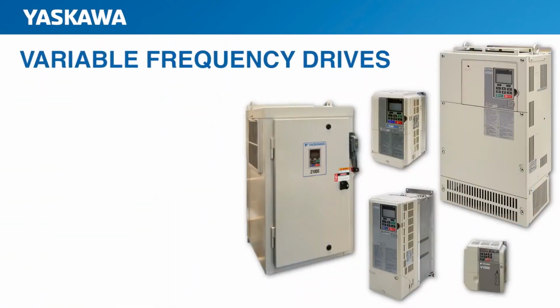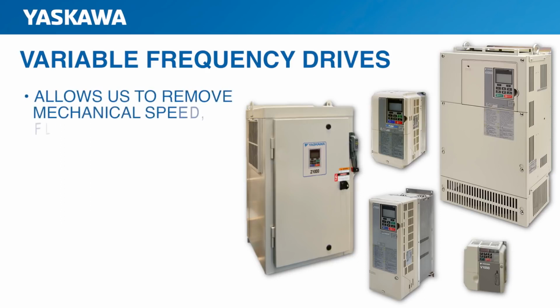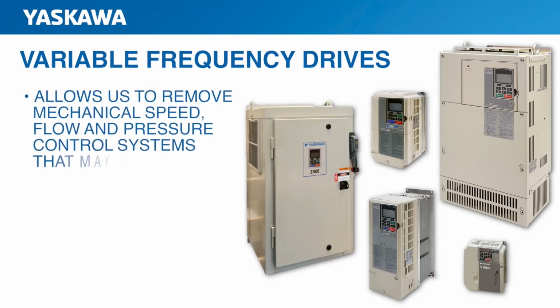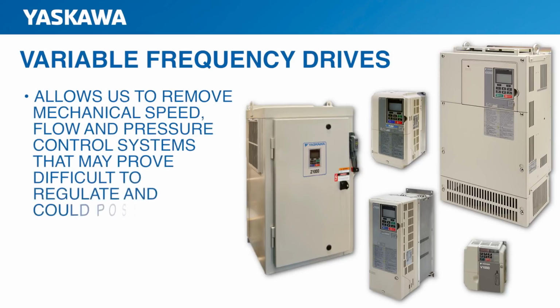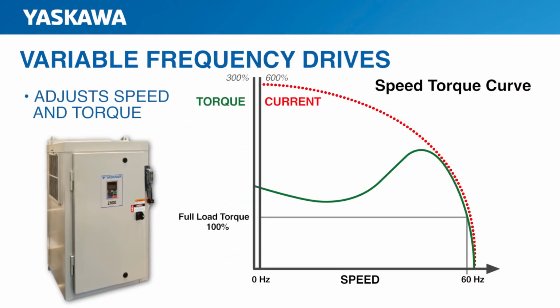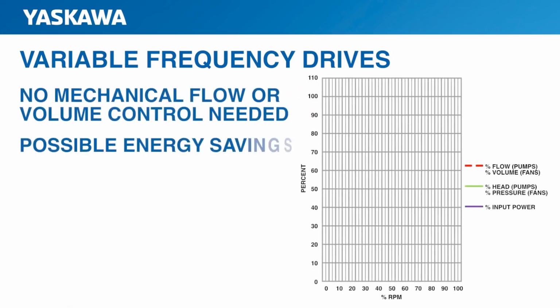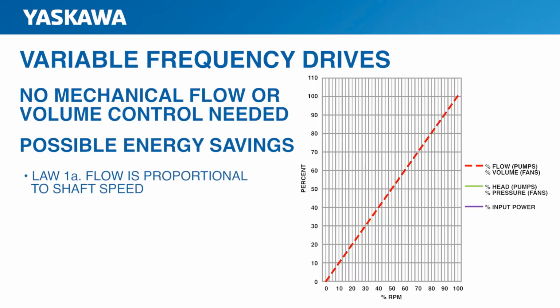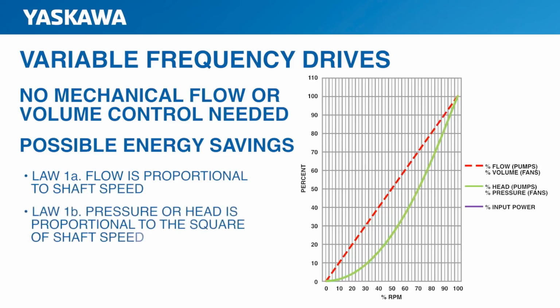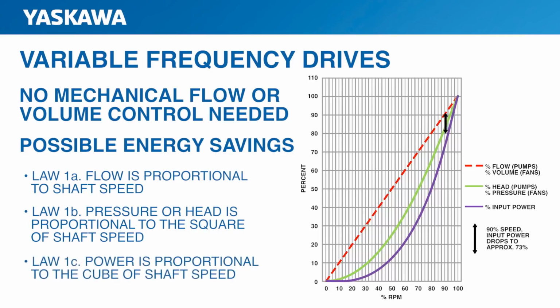Using a variable frequency drive for these types of industrial and commercial applications allows us to remove mechanical speed, flow, and pressure control systems that may prove difficult to regulate and could possibly be failure points. Instead, the drive easily adjusts speed and torque to given system demands. Now, on top of that, some variable torque commercial applications can take advantage of affinity laws and use the least amount of energy to meet the given flow or pressure demand. This can lead to energy savings that can have the drive system paying for itself within a short period of time.